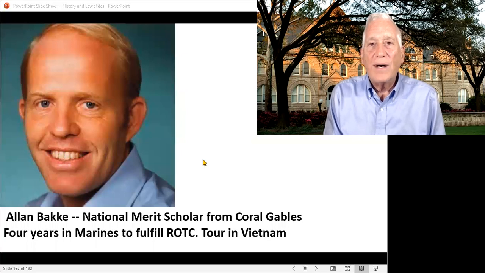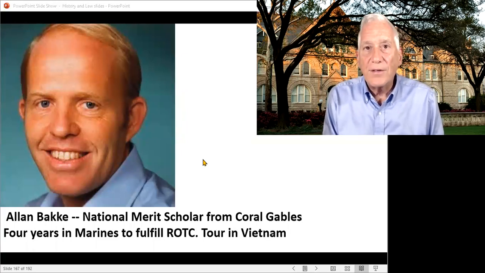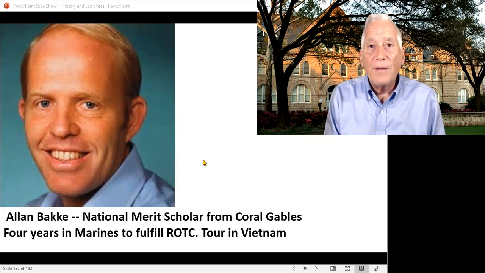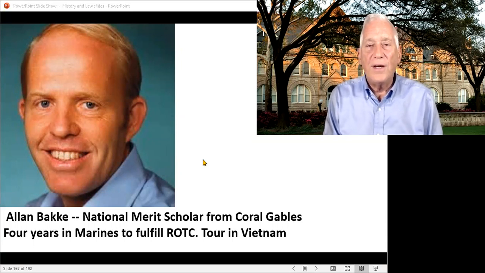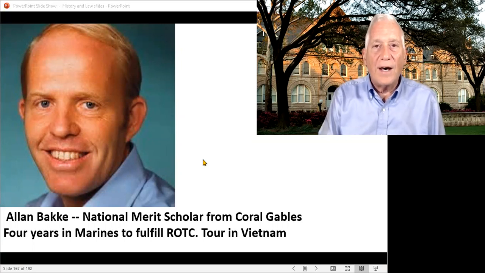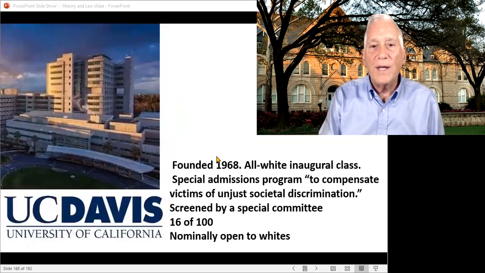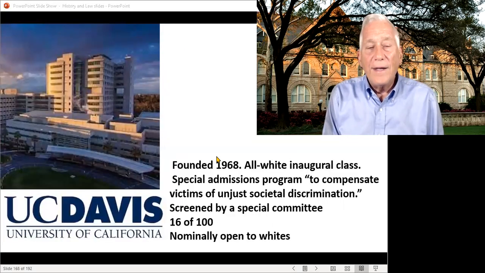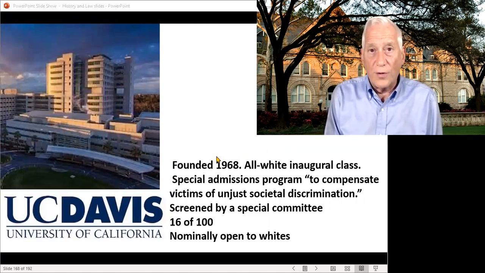Alan Bakke was somebody who was a pretty good student. He was a National Merit Scholar growing up in Coral Gables, Florida. He goes to college and joins ROTC to help pay his bills. And as part of the program to fulfill that commitment, he becomes a Marine, joins the Marine Corps for 4 years, and even spends a tour of duty in Vietnam, after which he decides he wants to go to medical school. He gets rejected at every medical school, partly because he's older.